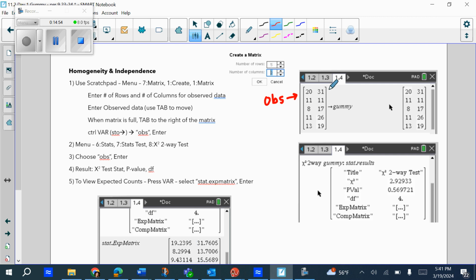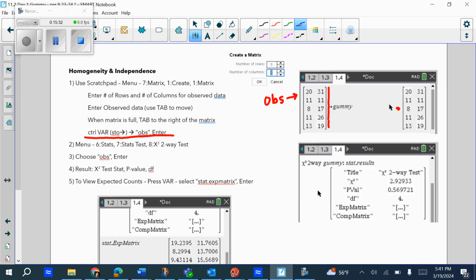Then once you have those entered into the matrix, you're going to go ahead and tab over so that your cursor is over here to the right side of the matrix itself. And then once you tab over, then you're going to do this step here that says control var, which is your store. And you're going to give it a name. Now, the suggestion was to type in OBS. I went ahead and gave mine the name of Gummy. It doesn't really matter what you name it. Once you do that, hit enter, and you'll see that it reappears over here as another matrix. So that way you know that it's done the correct thing. So it's stored the matrix now.